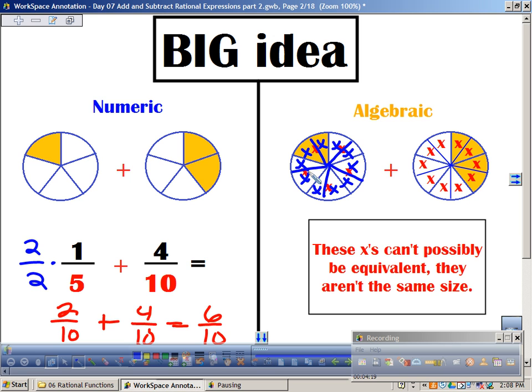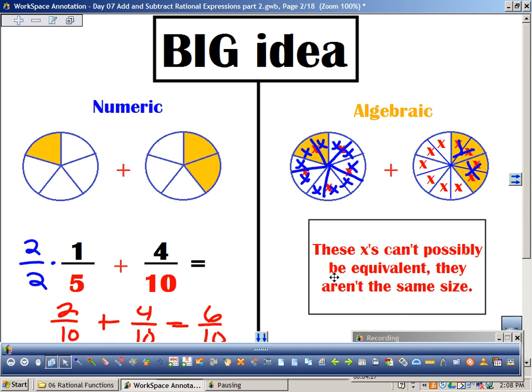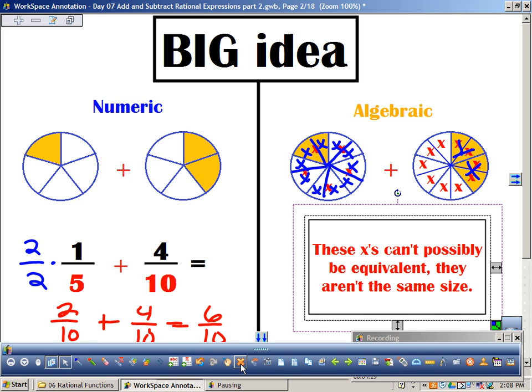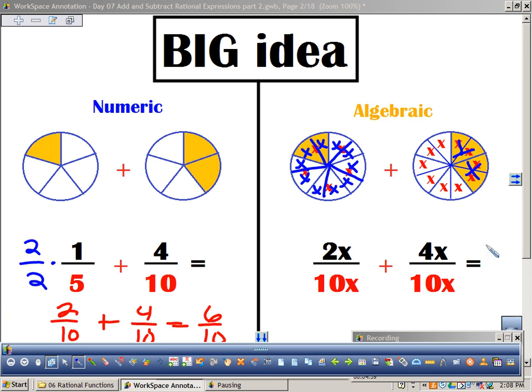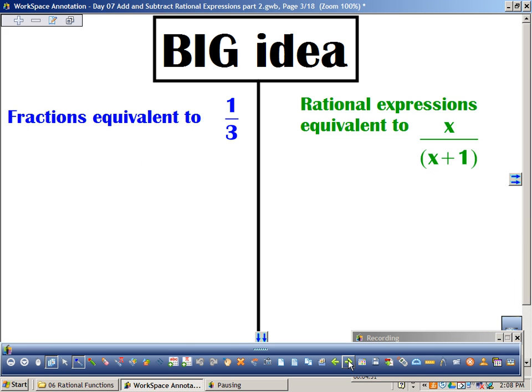Or I could have combined these and made it just one x here, right? We could have done either one of them. So my whole point of that was that using variables in there, it's the same thing, right? So I would get 6x over 10x, which reduces to 3/5. Okay, so there's our big idea, our whole conceptual way of looking at it.